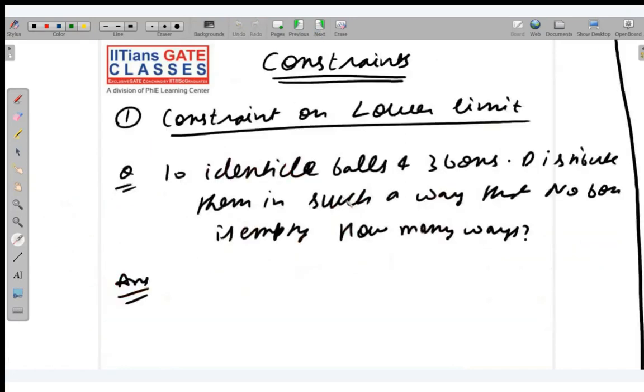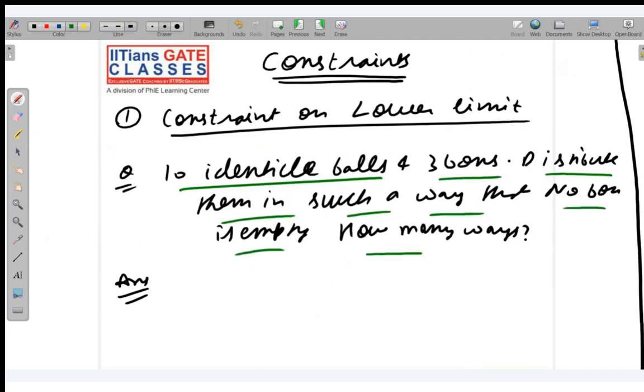Yeah, so now we are going to start the constraints, and after doing constraints we will solve the other questions. Constraints: we will apply the constraint on the lower limit first. For example, I say 10 identical balls and 3 boxes, distribute them in such a way that no box is empty. How many ways? No box is empty means each and every box should have at least one ball. So what is the way?